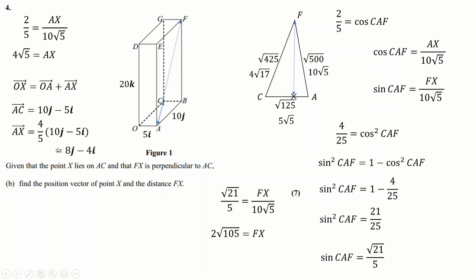So I do 4/5 of that, which is this, and now of course O to X is just O to A, which I've already said is 5i, plus this thing here, and we get i plus 8j, I think, is our final answer, which is cool. So that's that.